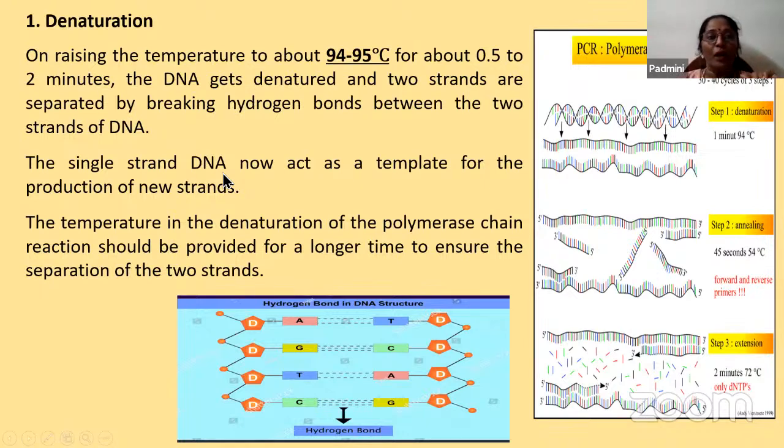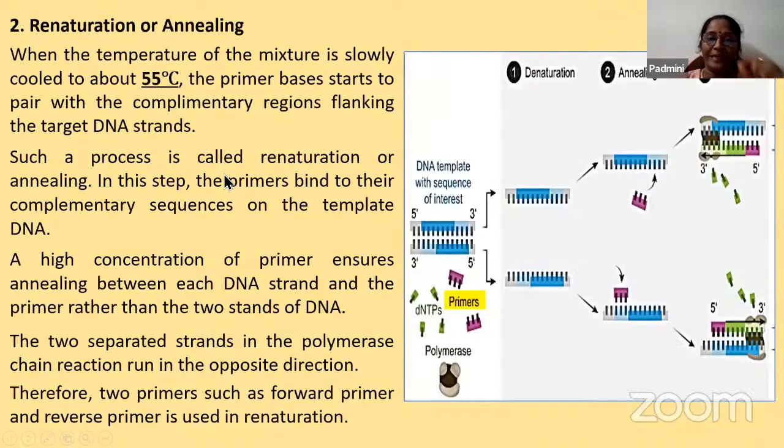Now we'll go to renaturation or annealing. Renaturation is where you're going to rejoin this DNA. How are we going to join this DNA? Now if you can see in this picture, you have the primers over here. The pink color ones are the primers, the oligonucleotide primers. These are the synthetic primers. Why do we say synthetic? They are going to attach onto the complementary site where they have to go and join, because they have to have complementary nucleotide base pairs over there. Otherwise, you're not going to join over there. So these primers are prepared.